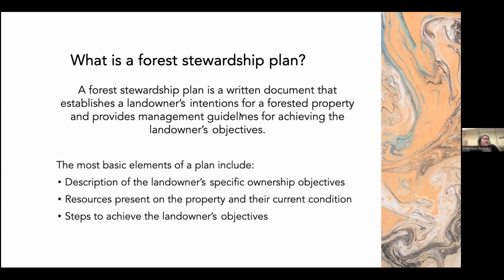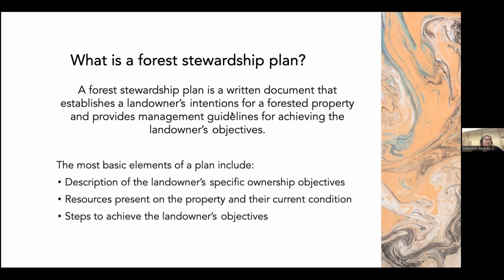So first, just starting out, a forest stewardship plan is a written document that establishes a landowner's intention for forested property and provides management guidelines for achieving those goals. So essentially, it is a roadmap that helps you plan for what you want to try to accomplish on your land over the next, could be 5 years, could be 20 years. But there are some basic things that should be included in your plan.